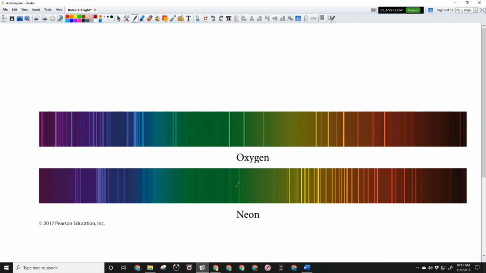But if we look at oxygen and neon, we can also see how many bands there are. All of these bands that appear. And these are much different than neon. That's why they're called a fingerprint, because everybody has a different fingerprint. People are identified by their fingerprints. Same thing with elements. Each element emits light in a different pattern on the spectrum.